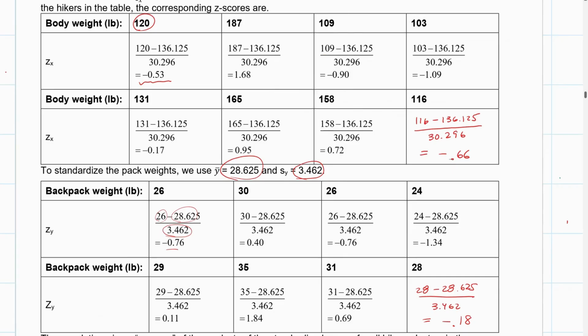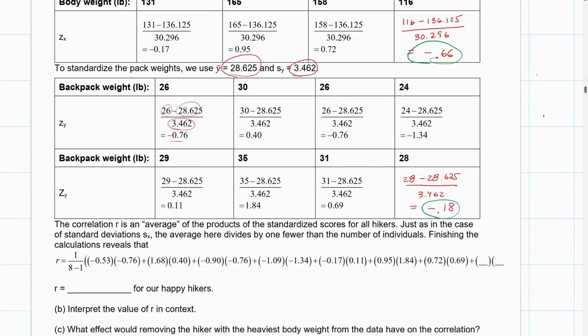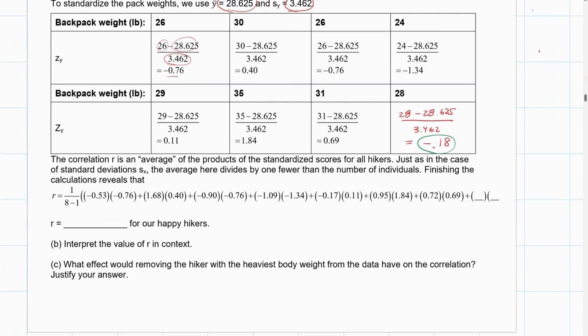The 116-pound person is below average in weight, and their 28-pound pack is below average in backpack weight. That's a double negative. Multiply those together, we end up getting that positive, which ends up influencing the R value.